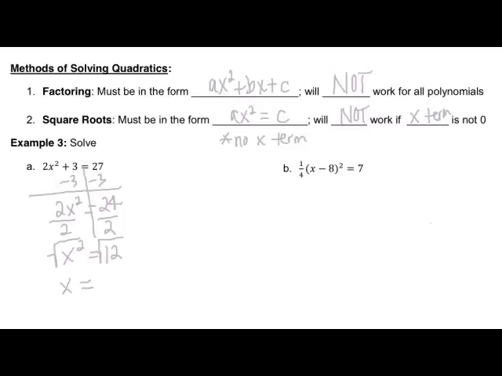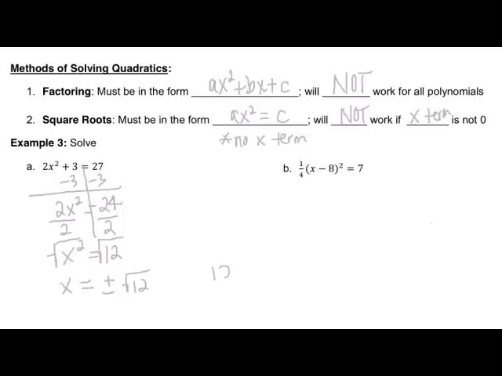Now when we take the square root, we have to remember that there are two different answers. This could be plus or minus the square root of 12, because if we square something, it can be a negative times a negative, which will still get us a positive. So we always have to look at those two cases. Now the square root of 12, we have to make sure and simplify it if we can.